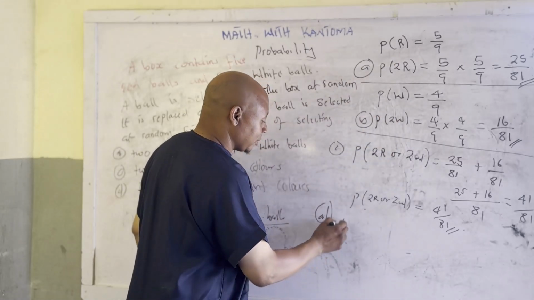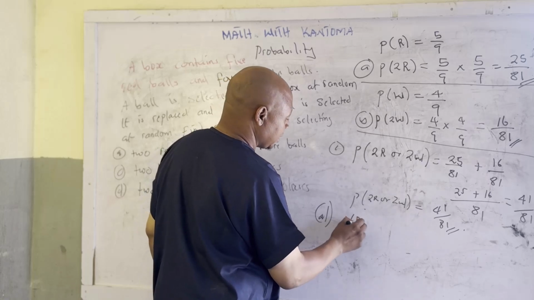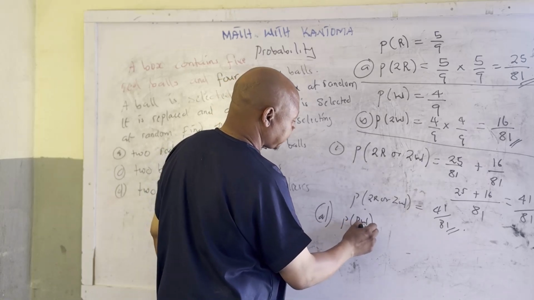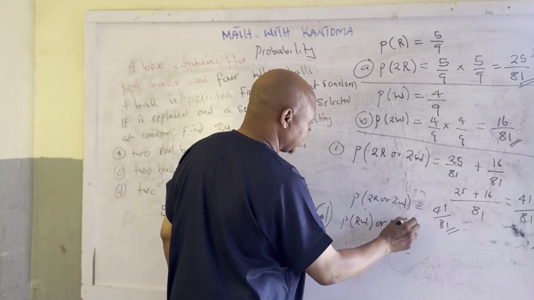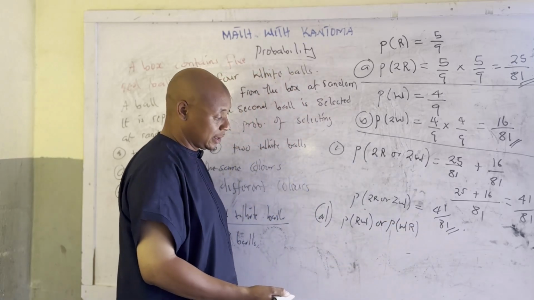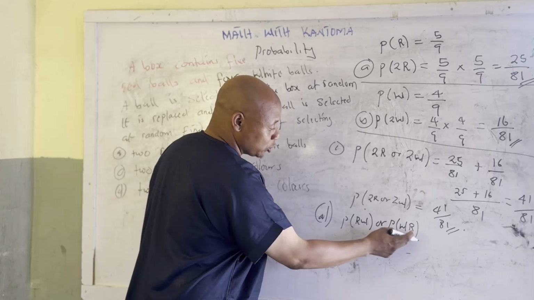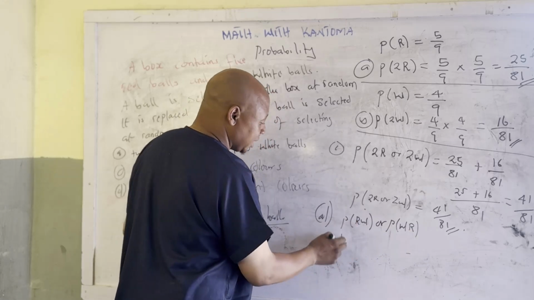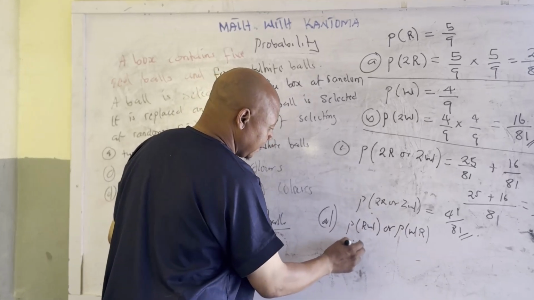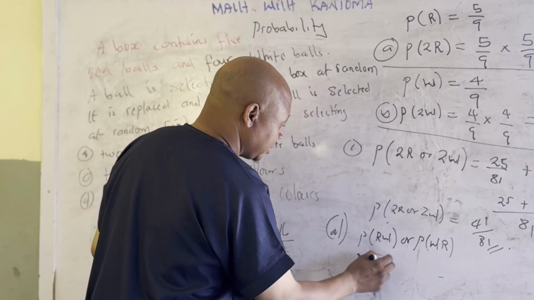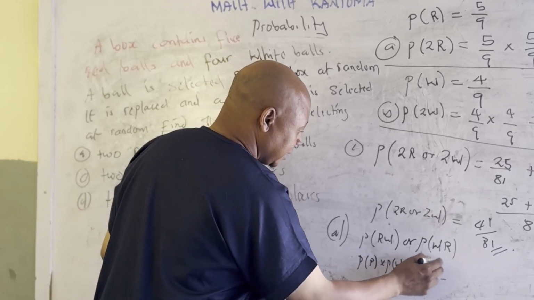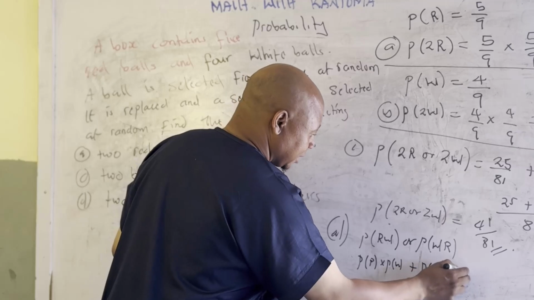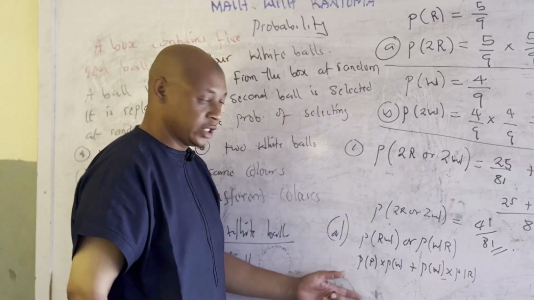Meaning it's either probability of selecting red, white, or probability of selecting white, red. These are 2 balls of different color. Probability of selecting a red times probability of selecting a white, plus probability of selecting a white times probability of selecting a red. So now this will give you the value.